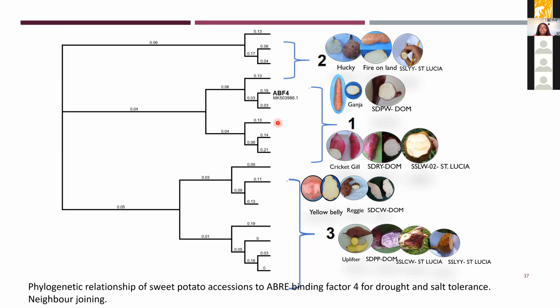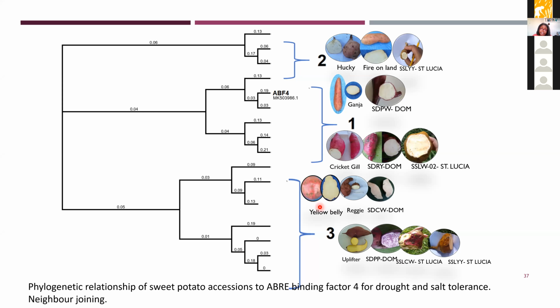The next closest group to this large group here with our gene was number 2, a smaller group, but it also included the pale pink skins and white flesh. There was one outlier here with this white skin, yellow flesh, but pale yellow flesh from St. Lucia. But again, here we had hockey from Grenada and fire on land from Jamaica. The rest of the isolates did have the gene, but they all clustered together in a very large group that could not be teased out.